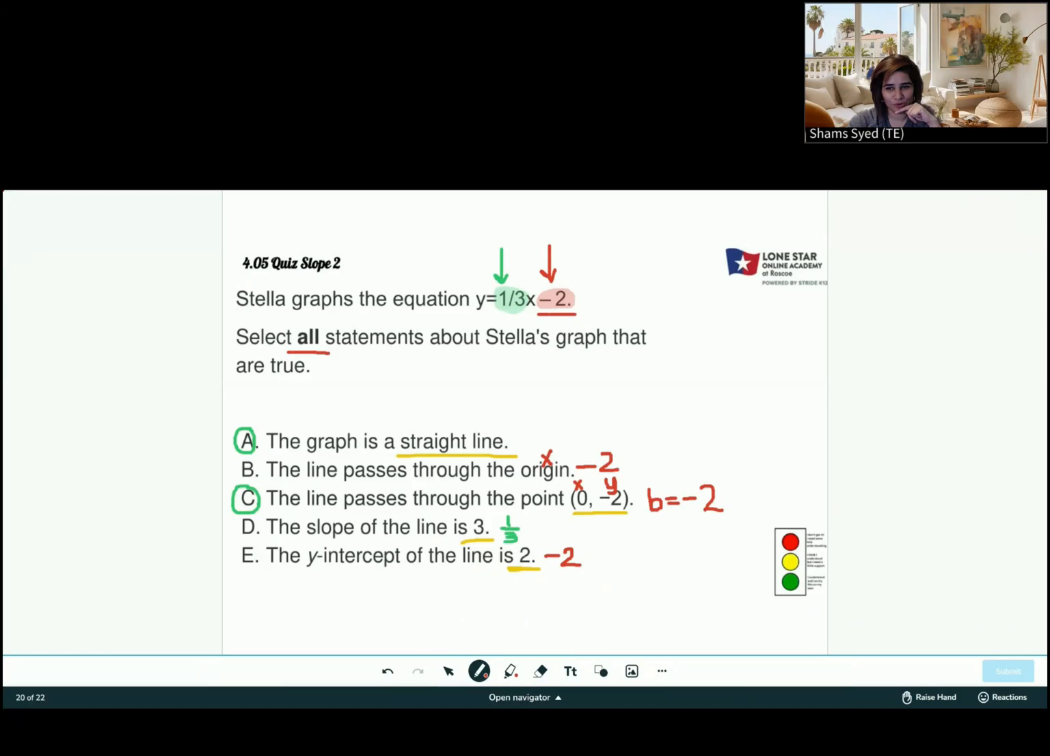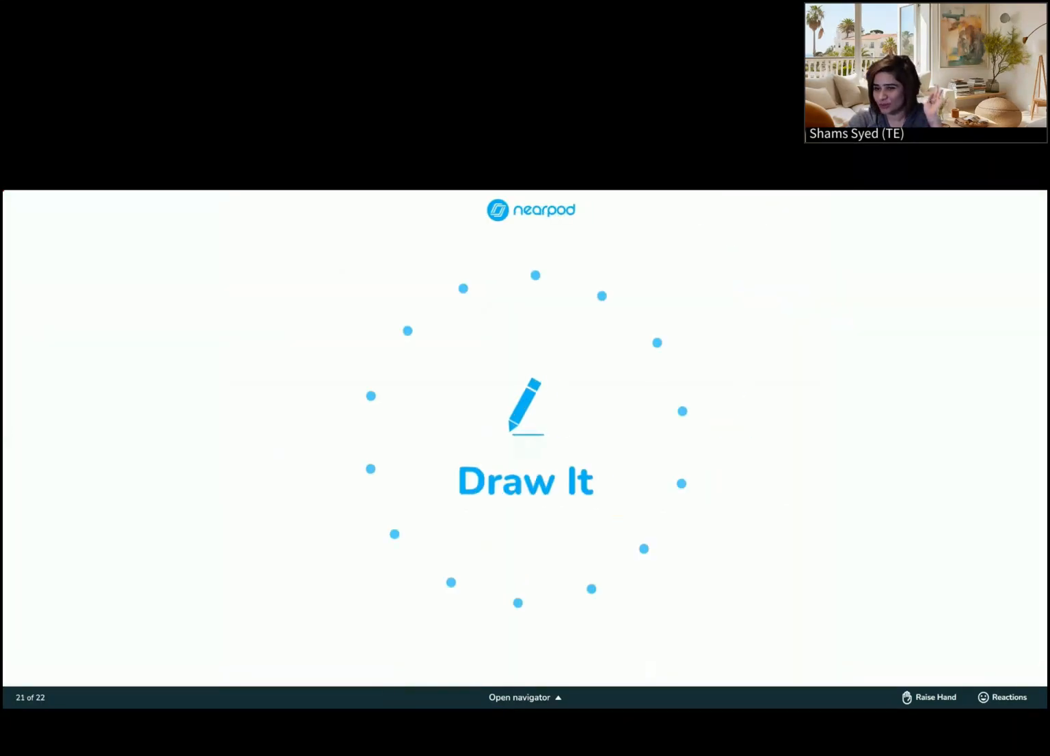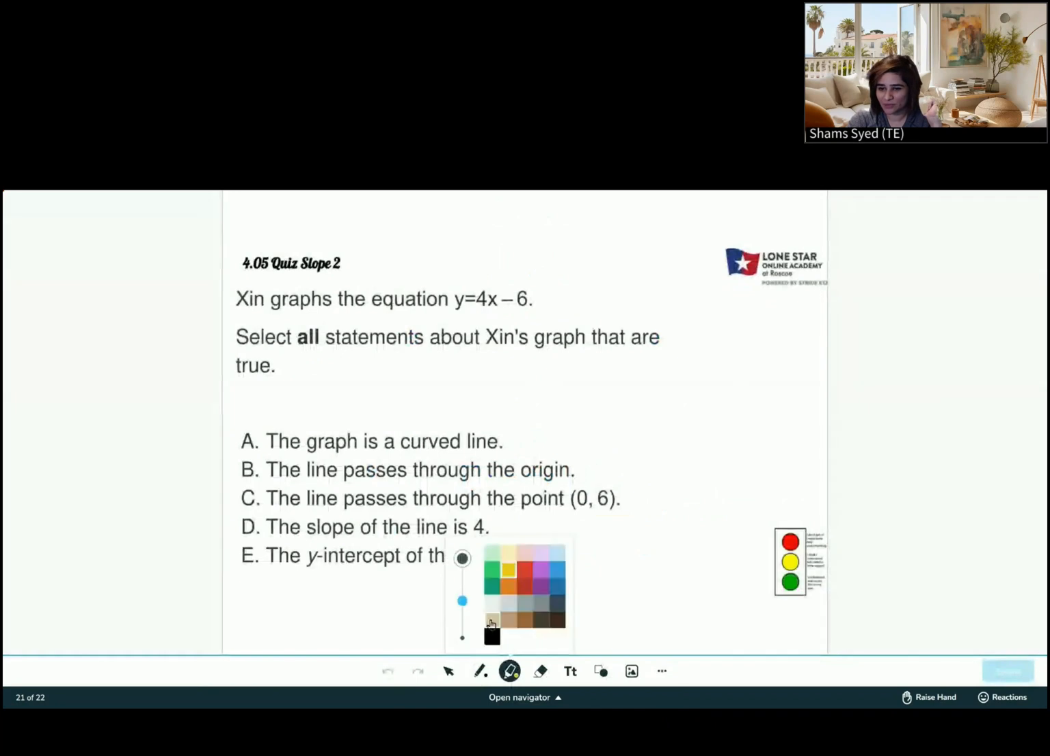Let's try more. They are just thoughtful questions. You have to be thinking about them as you answer. Now our equation is y equals 4x, where 4 is the slope, and the y-intercept is negative 6. Andromeda, excellent. We will select all the correct statements.